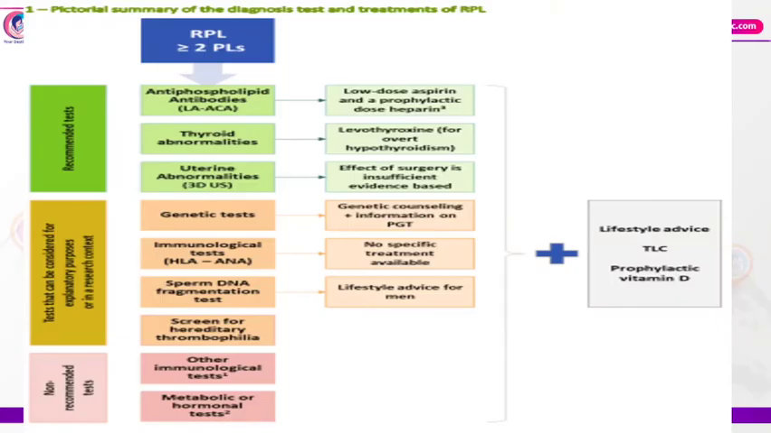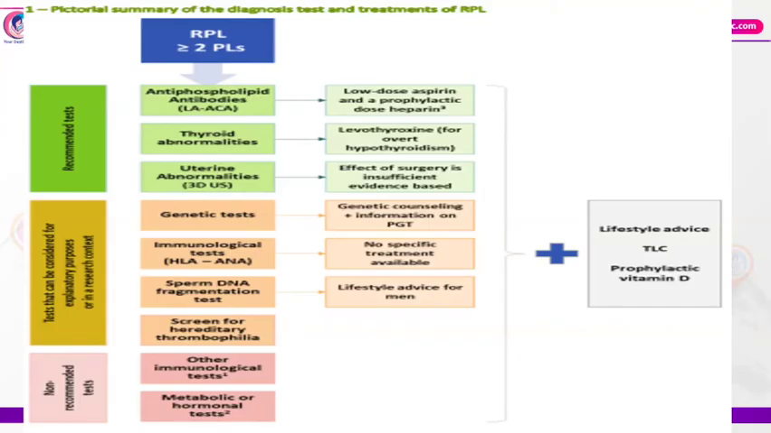They are telling that the effect of surgery has insufficient evidence. What about genetic tests? They can be considered for exploratory purposes in a research context only. Genetic counseling needs to be offered to the patient, and information given to them for pre-genetic testing. And immunological testing, that is HLA and ANA, no specific treatment is available for that. Sperm DNA fragmentation test, if it is there, we have to offer the men lifestyle modifications.